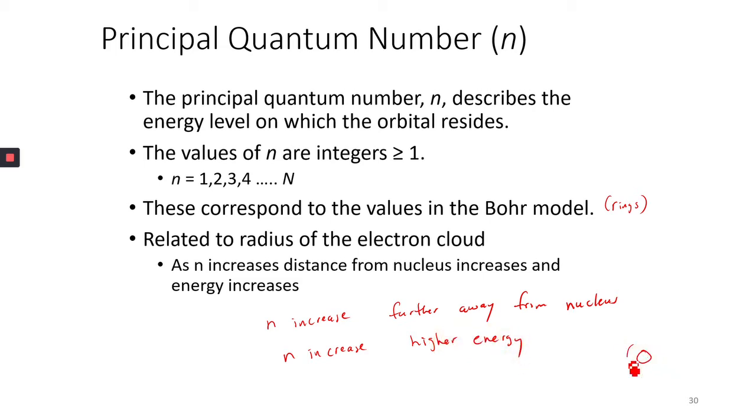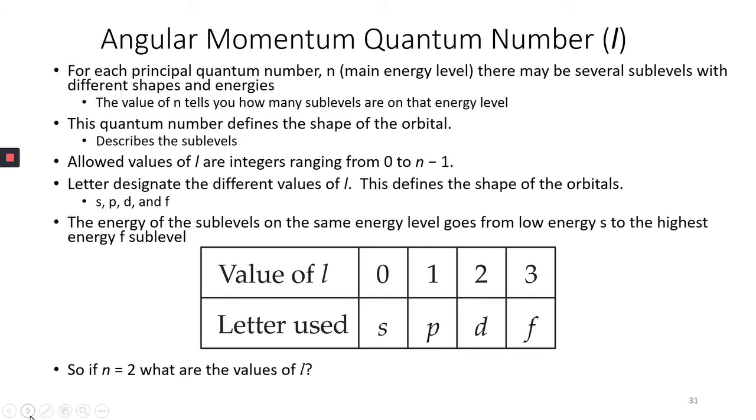So again, as n increases, higher energy, and further away from the nucleus. Your angular momentum quantum number, I said, helps describe the shape of the sublevels. So sublevels are within your energy level, and there are 4 of them that we're going to talk about, and they each have a different shape.